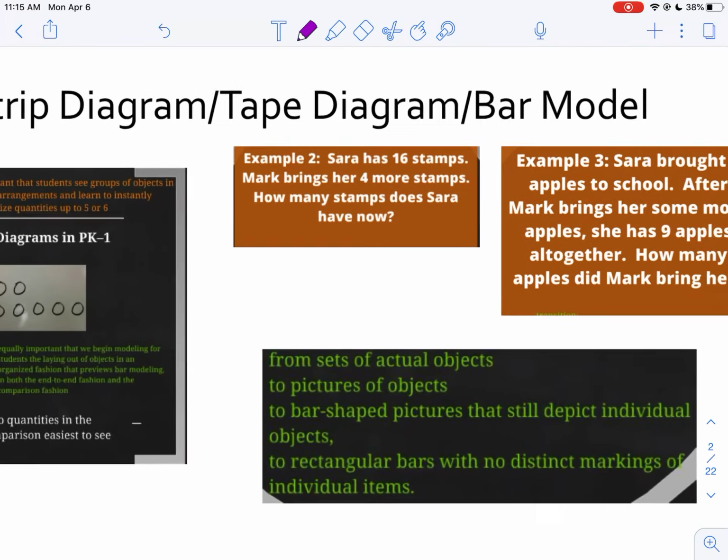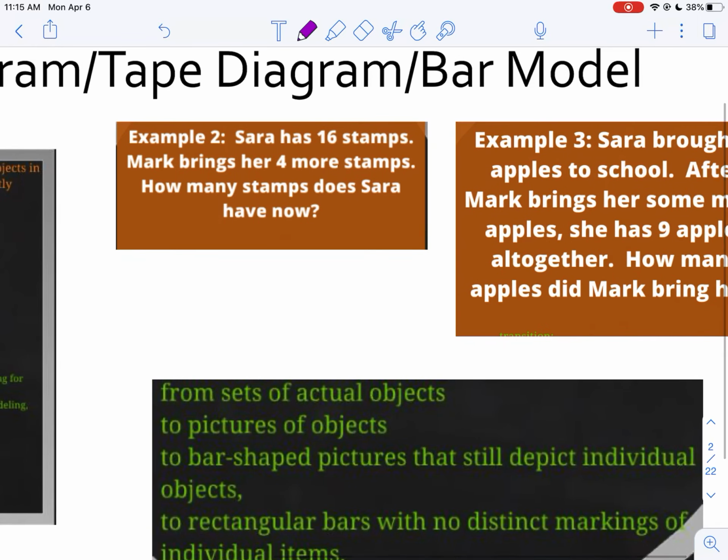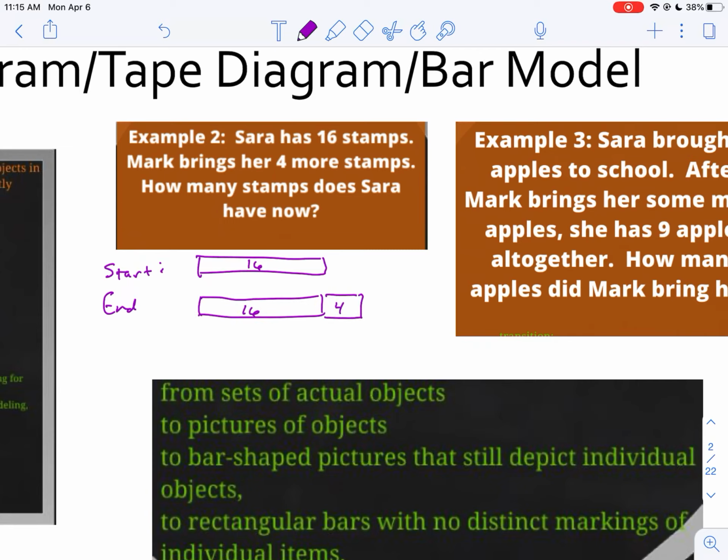You can see a couple of problems here. Let's just dive into it here. Sarah has 16 stamps. Mark brings her 4 more stamps. How many stamps does Sarah have now? Now, you might think of this as a comparison where you have a before and after. So Sarah's starting with 16 stamps, and instead of listing them all out, we use a bar and say 16. And then Mark brings her 4 more. So now we have 16 here plus 4 more here. How many stamps does Sarah have now? Now Sarah has 20. 16 plus 4 is 20.